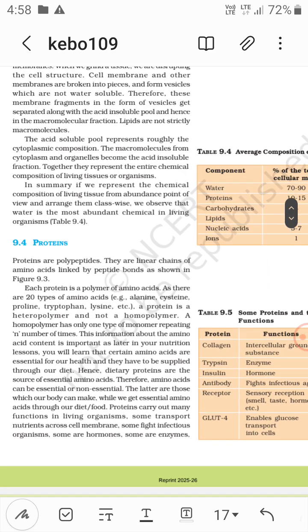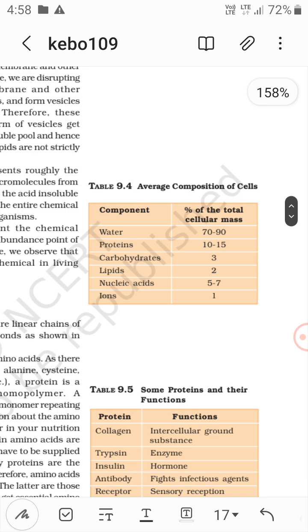Now, water is the most abundant chemical in living organisms. Now this table: average composition of cells.